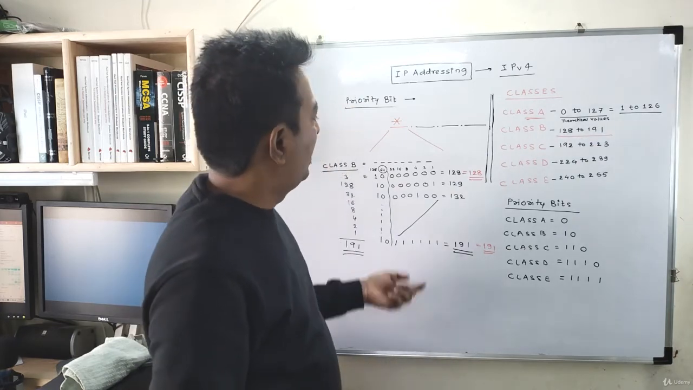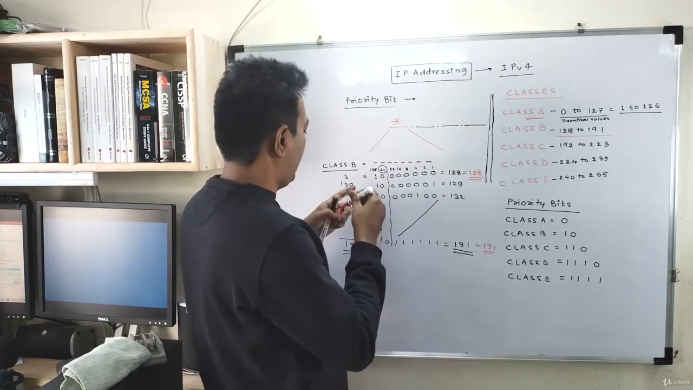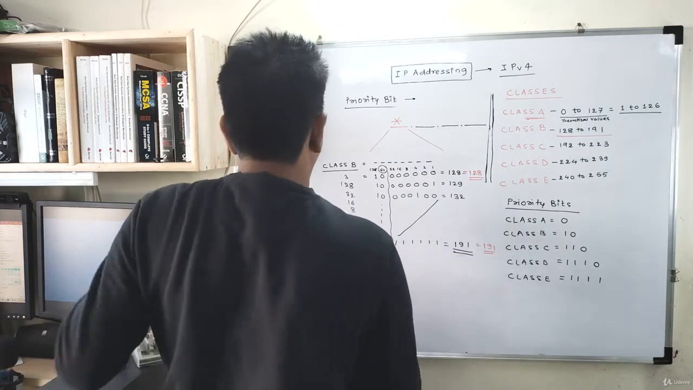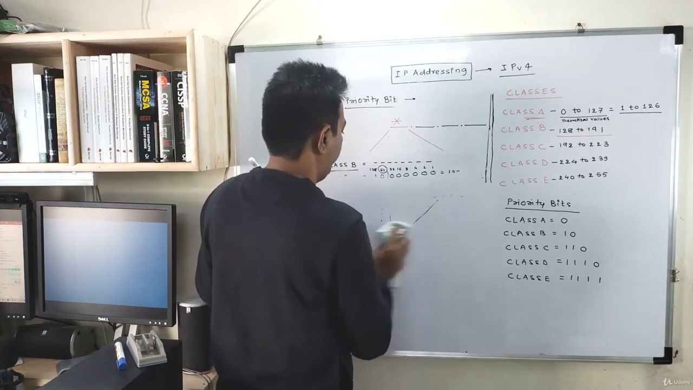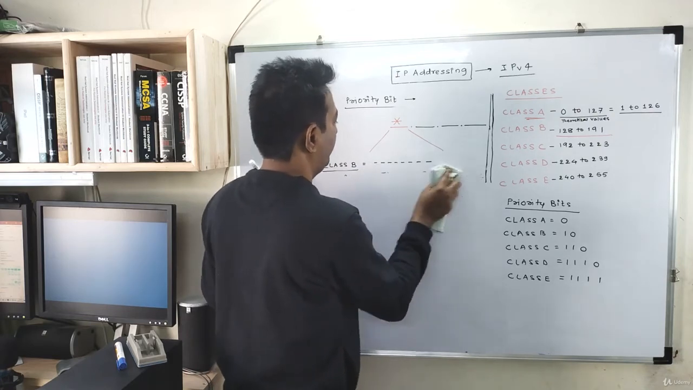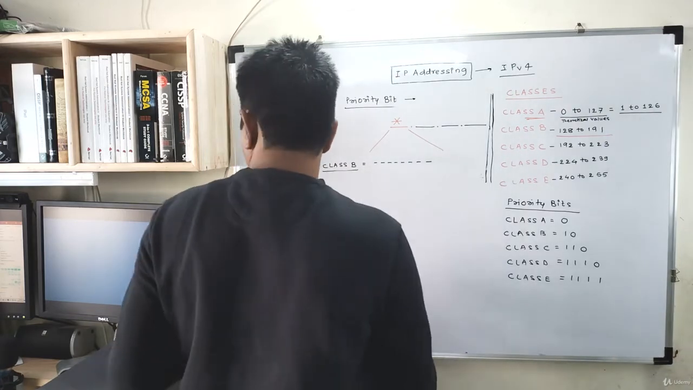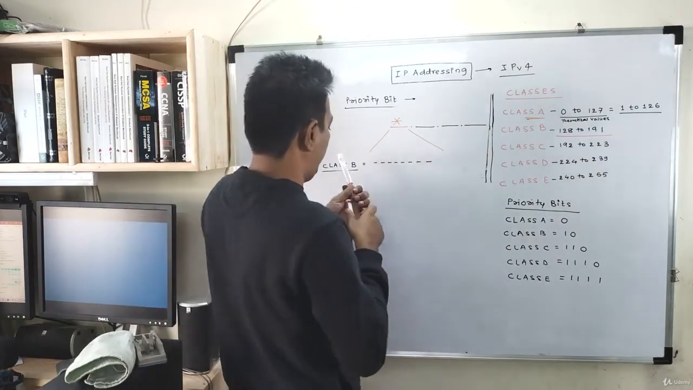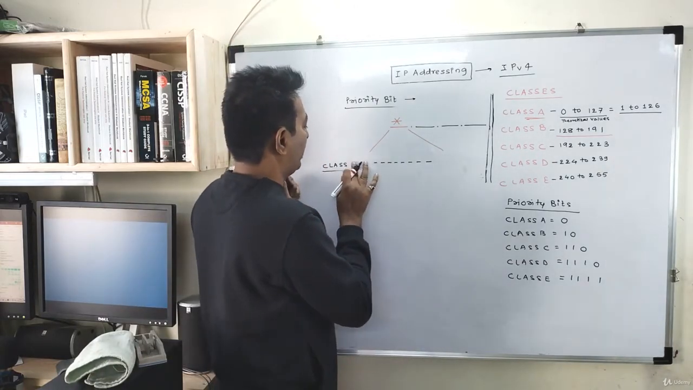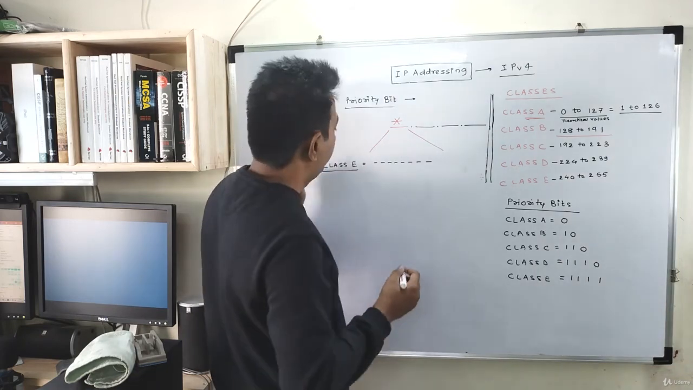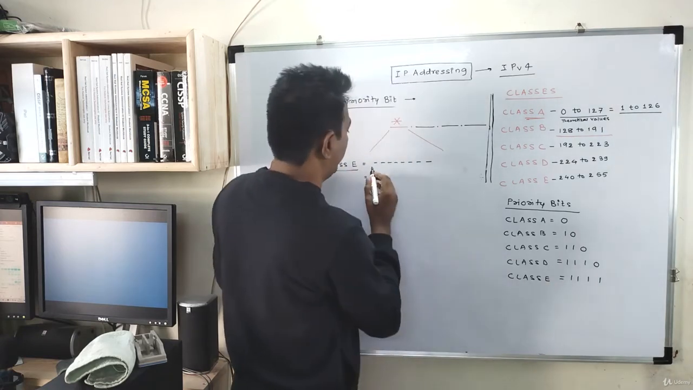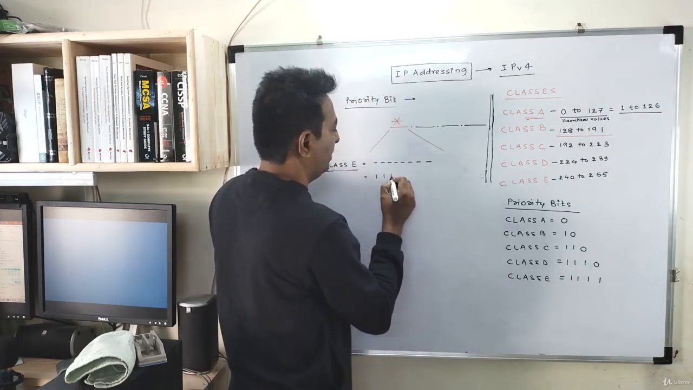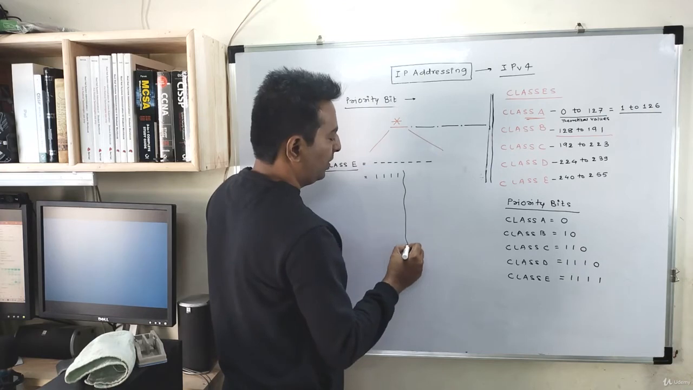So I hope, friends, in the same way now you can consider class C. So I'll just remove this. In a similar way you can calculate the range for, now let me directly take class E. So class E, what is the priority bit? 1, 1, 1, 1. So it is going to be 1, 1, 1, 1. It's not going to change.